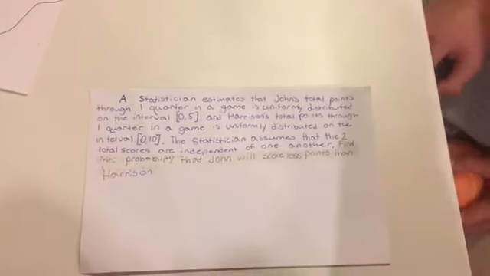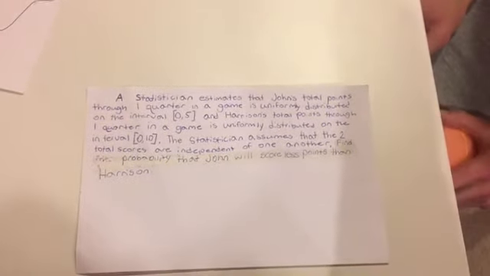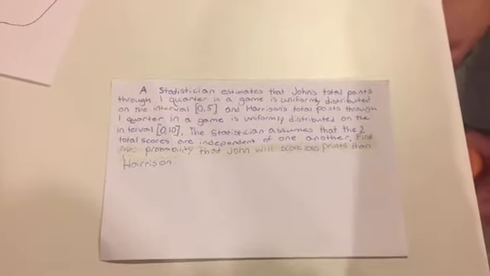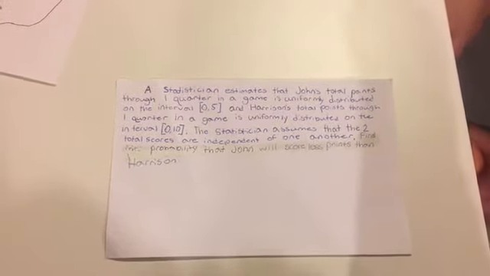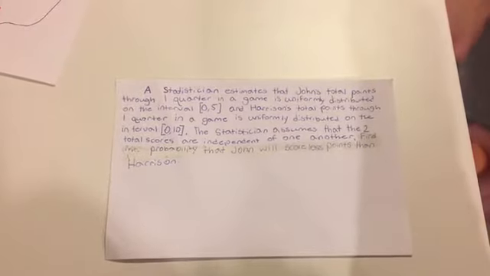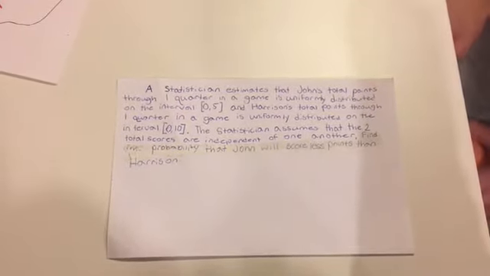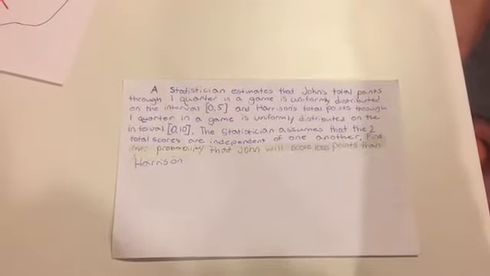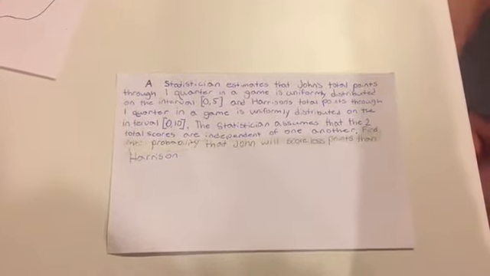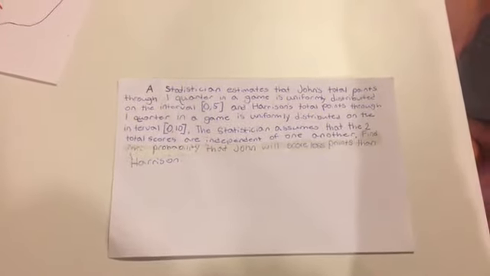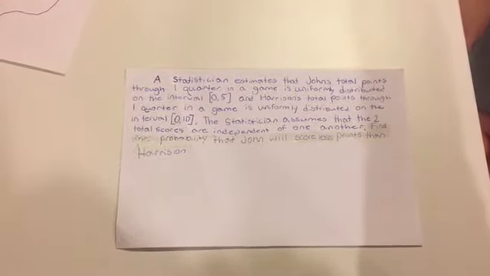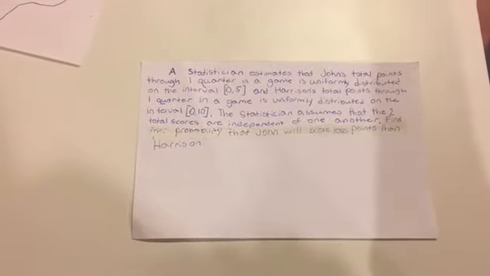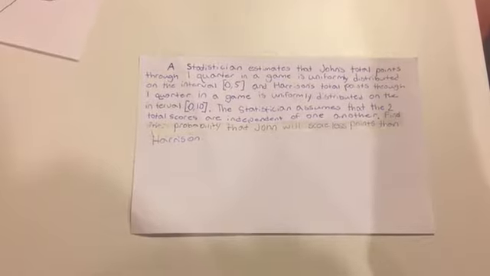Okay, the statistician estimates that John's total points through one quarter in a game is uniformly distributed on the interval 0-5, and Harrison's total points through one quarter in a game is uniformly distributed on the interval 0-10. The statistician assumes that the two total scores are independent of one another. What we have to do is find the probability that John will score fewer points than Harrison.